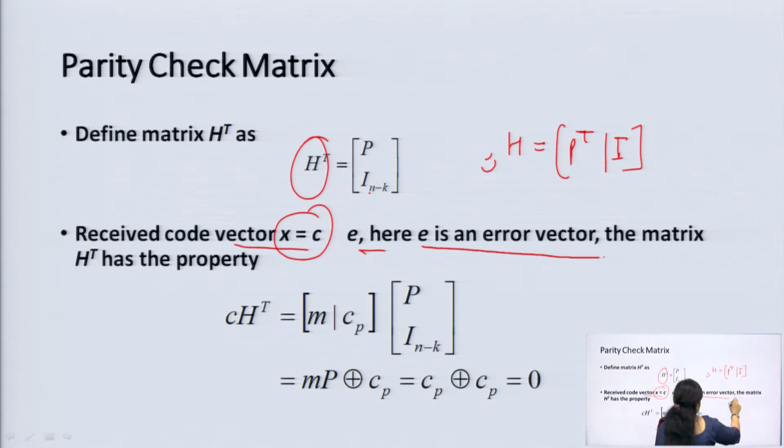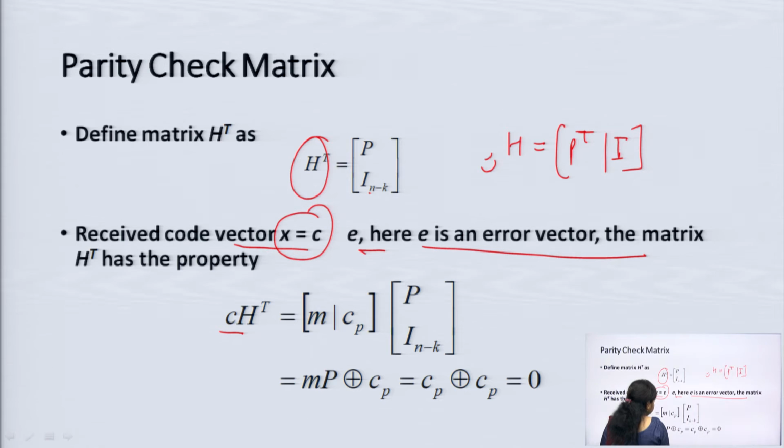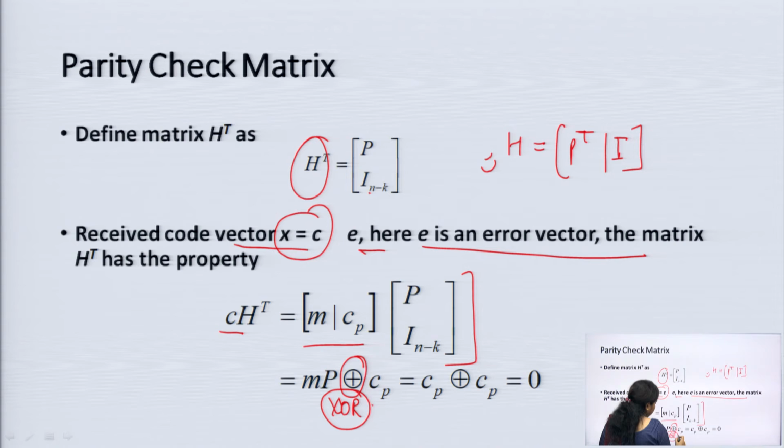Here E is an error vector, and the matrix H has the following property. These are the properties of the H matrix, that is the parity check matrix: C H transpose will be equivalent to M C P or P I n minus k, which is equivalent to P plus P, and this is the XOR operation that is being used over here. This is C P and this is C P.